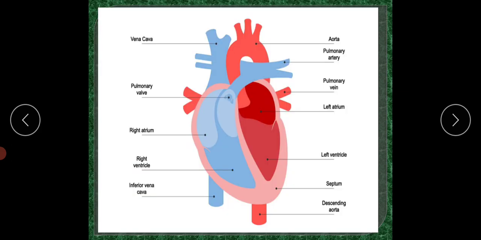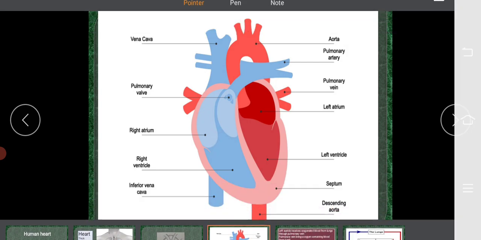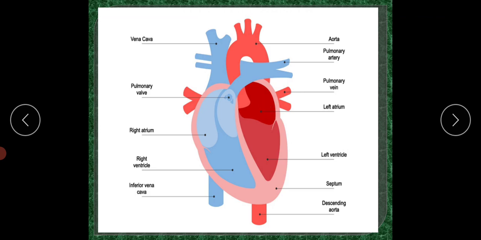Here you can see the labeled structure of the heart: the right atrium, the right ventricle, the left atrium and the left ventricle. The left and right sides of the heart are separated by a septum, which does not allow the oxygenated and deoxygenated blood to mix up. The pulmonary vein brings the blood from the lungs to the left atrium.